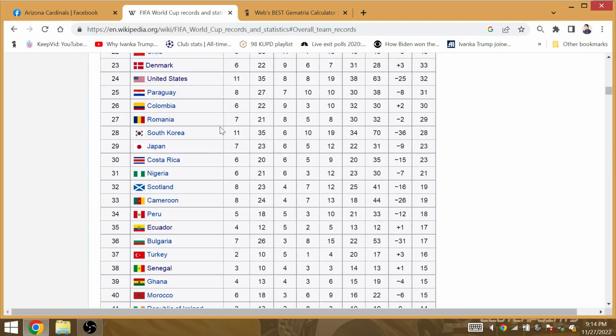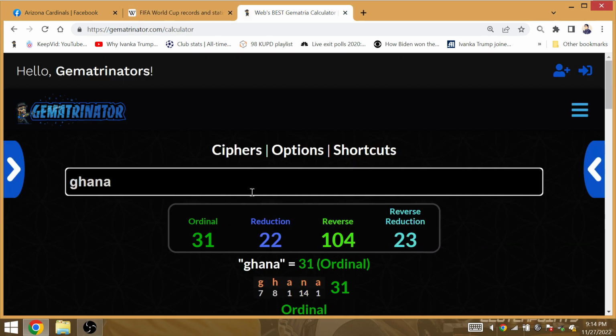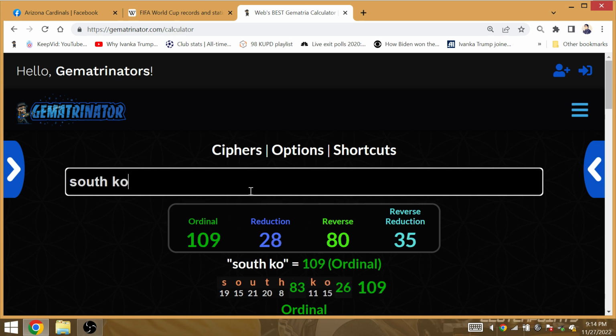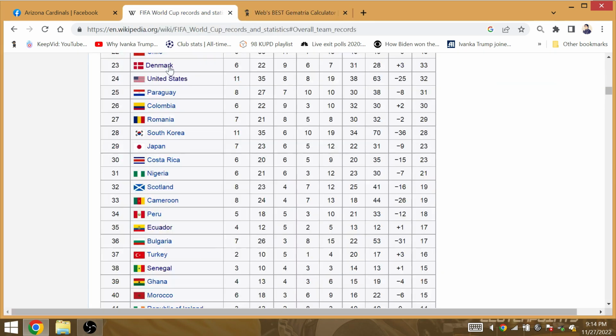Son Heung Min is going to look to score like the 31 points right after facing off against Ghana for South Korea. For Ghana, 4 wins, 3 draws entering South Korea match. It is South Korea that has Demontre of 43.